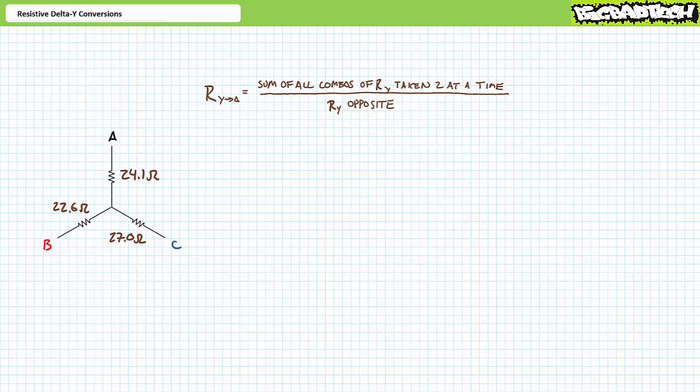An equivalency between these two 3-terminal networks allows us to substitute one for another and vice versa. Ideally, any circuit attached to these 3 nodes would be none the wiser to the substitution. To solve for delta resistance RAB, take the summation of all possible products of the Y resistances taken 2 at a time. R1 times R2 plus R2 times R3 plus R3 times R1 divided by the opposite Y resistance, in this case R3. Our formula suggests RAB is 67 ohms.